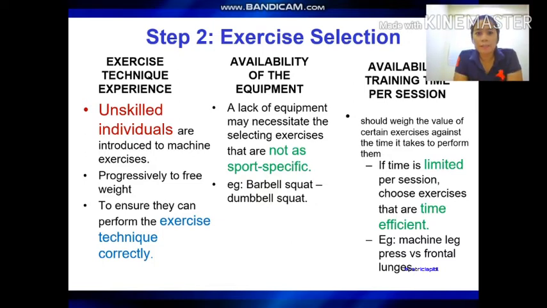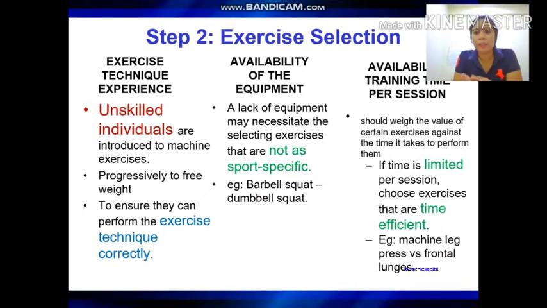The second one is availability of the equipment. Lack of equipment would limit the choices of exercise that you choose. But to train the athletes as best as you can, try to have more equipment, at least a barbell or dumbbell, to include exercises that are more sport specific, right?